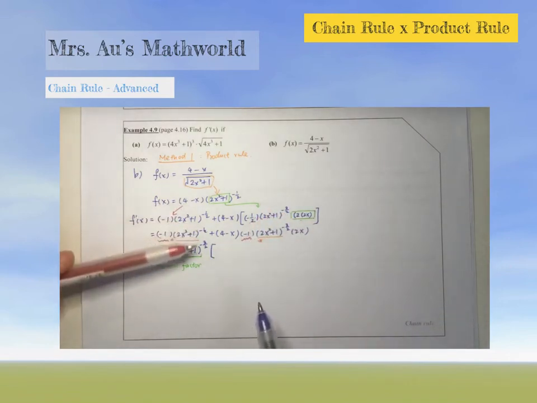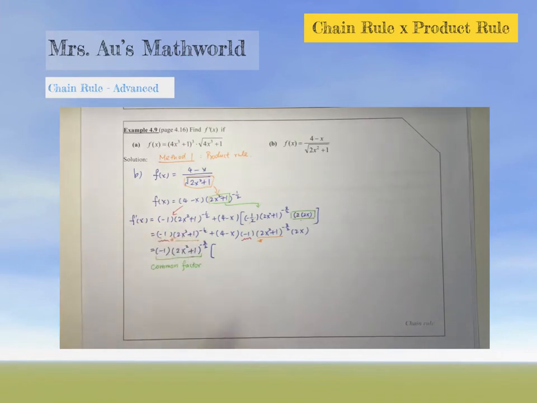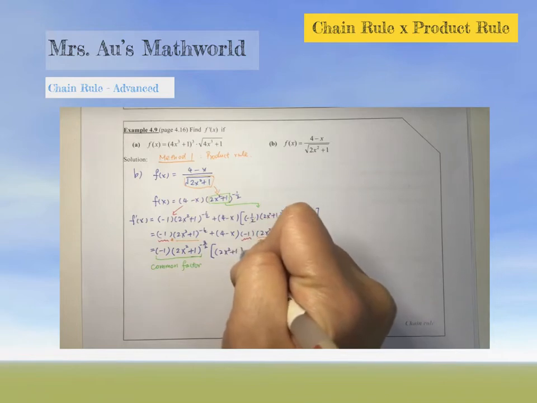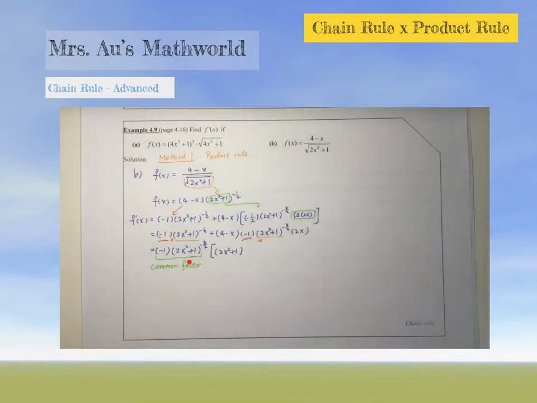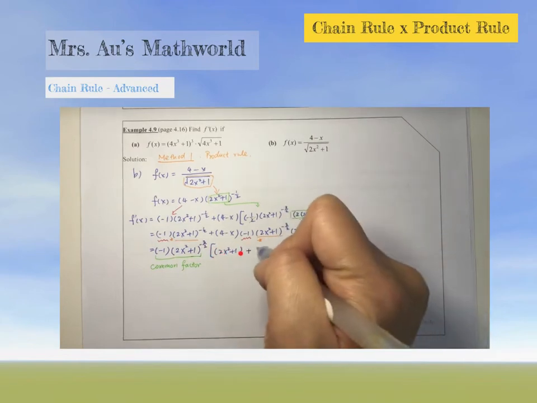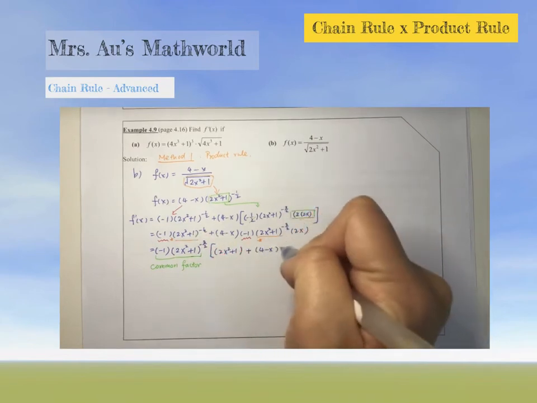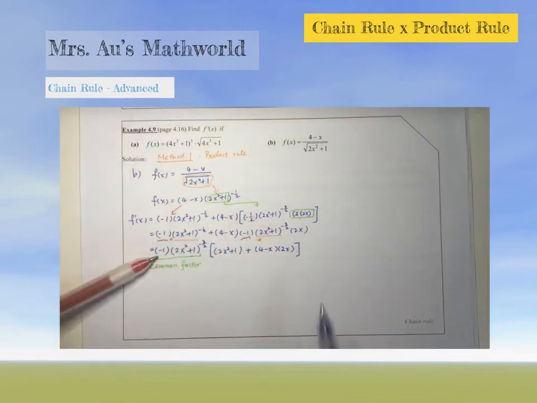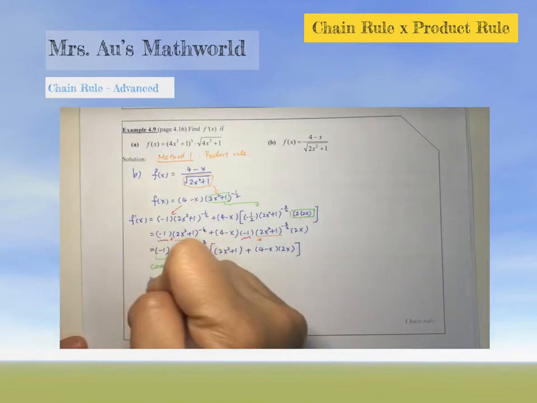Okay. As a result, after you take out the common factor, you get negative 3 over 2, 2x squared plus 1 to the power negative 3 over 2, times this guy, which becomes power negative 1 over 2. So this part is very important. And then for the rest of them, copy carefully.